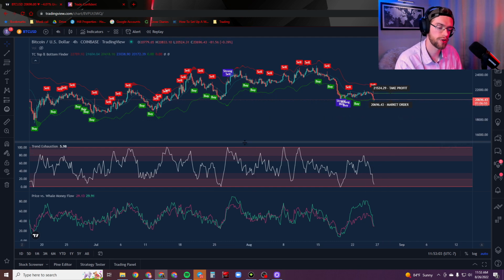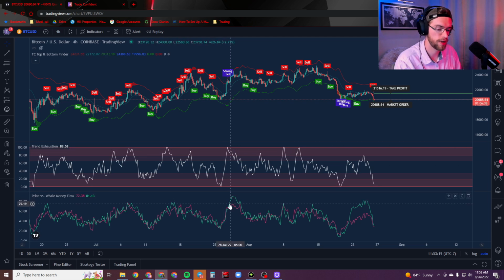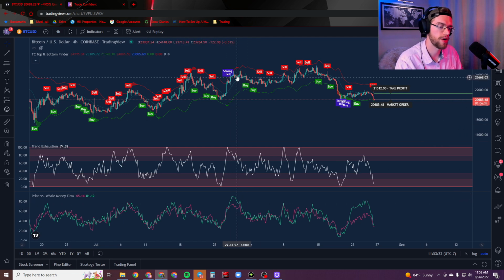If you're looking for a short trade, it'll be the opposite. You're going to be looking for the trend exhaustion, price versus whale money flow, and TC top and bottom finders to be in their top areas on their respective indicators. For the trend exhaustion, you're still going to be looking for the outer top red section ideally. On the price versus whale money flow, you're going to want about a 70 or above. And on the TC top and bottom finder, you're just going to look for it to be above the blue midline, very near the top red area on its chart.